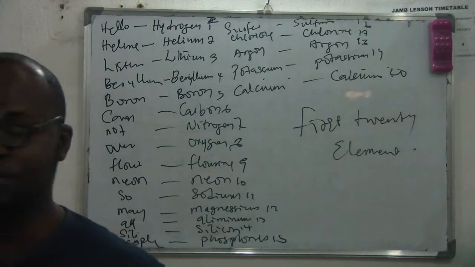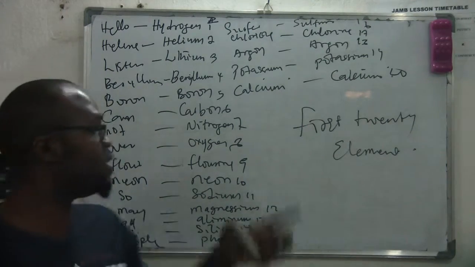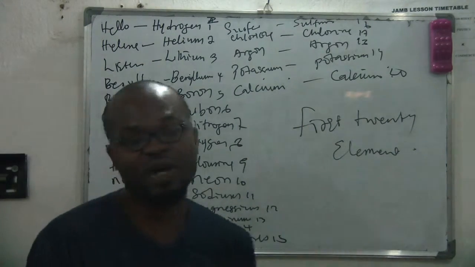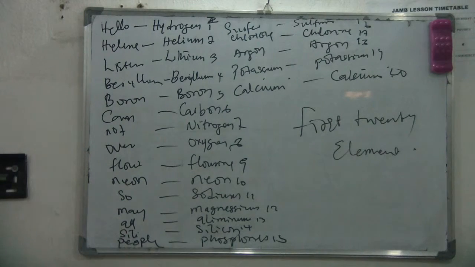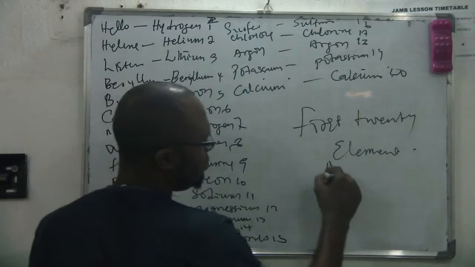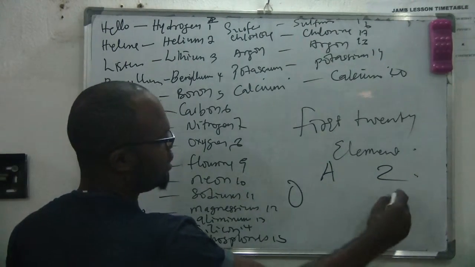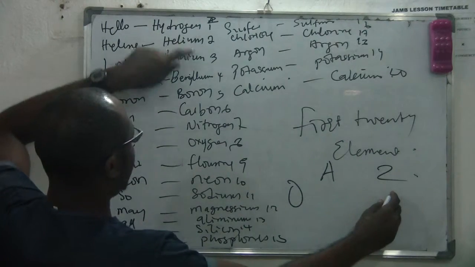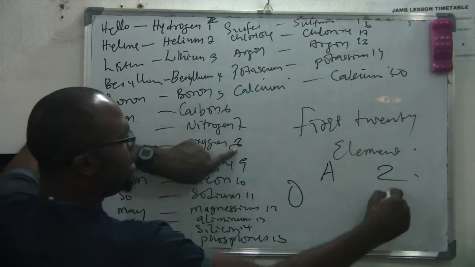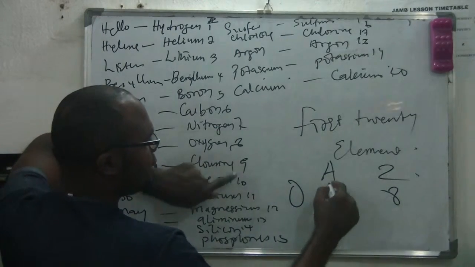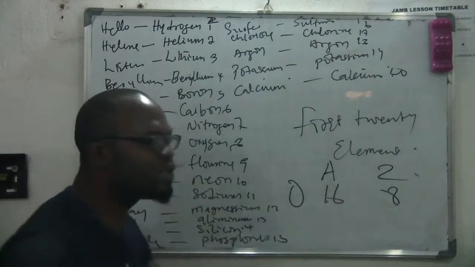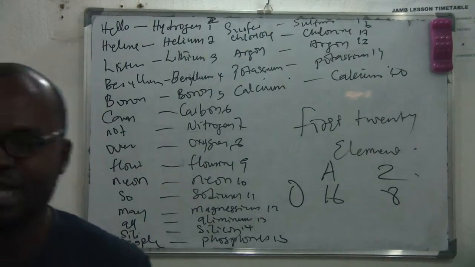You should know them. This should be in your mind. That's why you must memorize this, so that you know how to pick out the atomic number. Is that clear? What if they ask you the mass number? The atomic number of oxygen is 8, but the mass number is 16. Mass number is always 2 times or almost 2 times the atomic number.